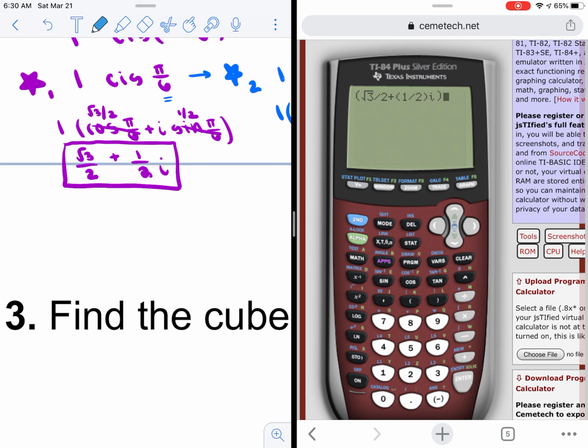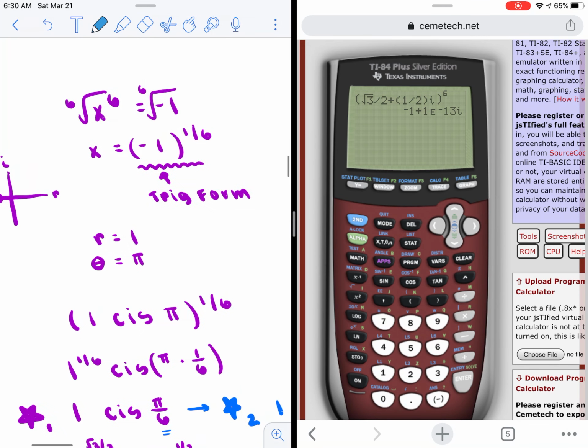If you put all of that in parentheses and you raise it to the 6th power, notice that you're getting this value here, which is equivalent to what we got right up here, this negative 1. Because note that 1e to the negative 13i is basically 0. That's a 1, and then move the decimal place like 13 units to the left. That is actually equivalent to 0i.